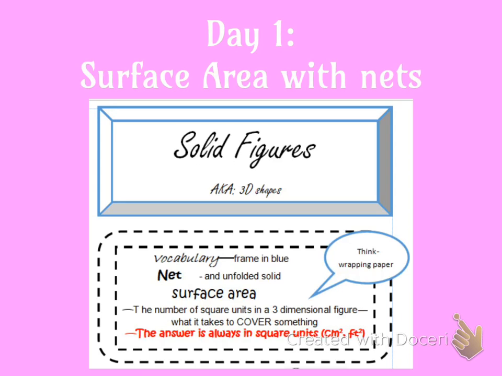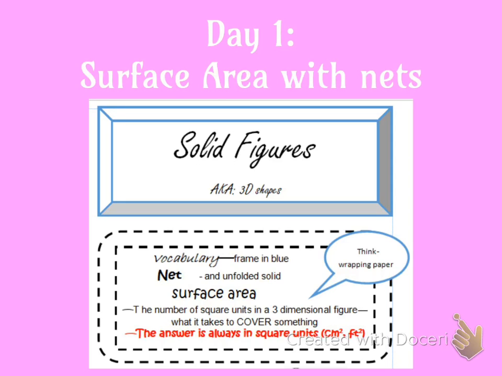So solid figures are just the same as three-dimensional shapes. They can be unfolded to have a net, which is just the name for an unfolded solid. The surface area is basically like if you were going to cover it with wrapping paper. How much wrapping paper would it take? And because it's area, it's still in square units. So think wrapping paper.